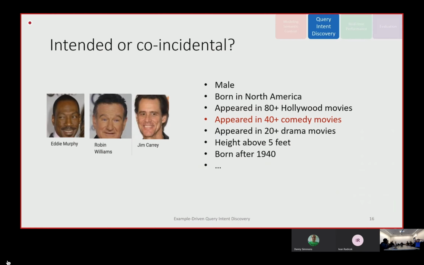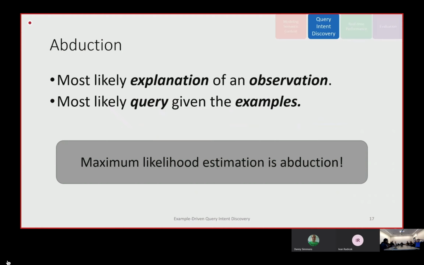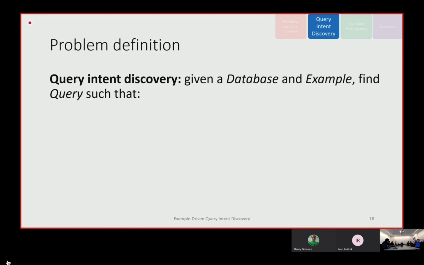The dirty truth is there is no way to be sure. So due to this uncertainty, we apply an inference mechanism called abduction. So what is abduction? Abduction is finding the most likely explanation of some observation. In our case, our observations are the examples, and our goal is to find the most likely query given these examples. This is in contrast with a more well-known technique called deduction, which would guarantee you that the inferred query is the one in the user's mind, but this doesn't apply in these settings.